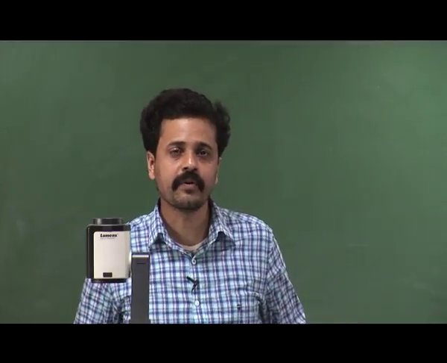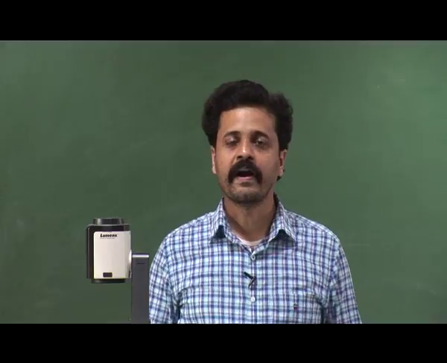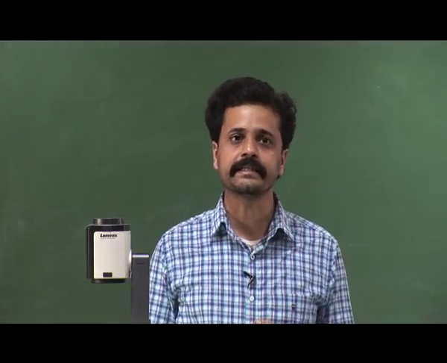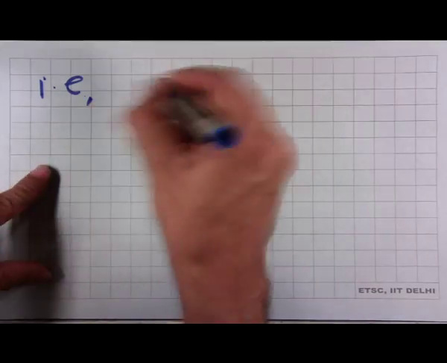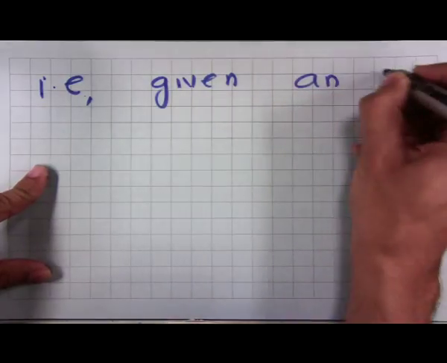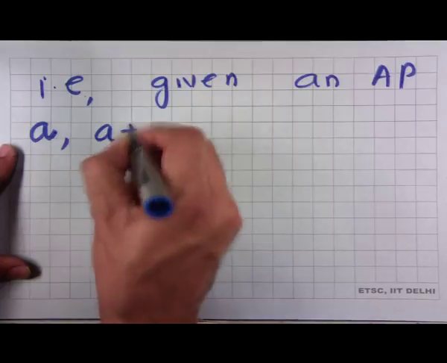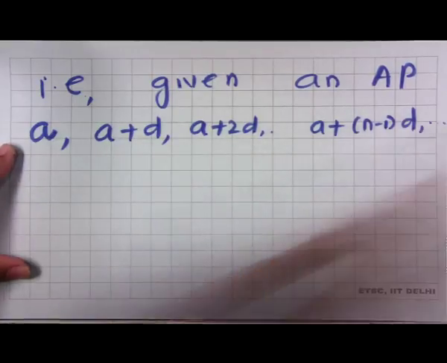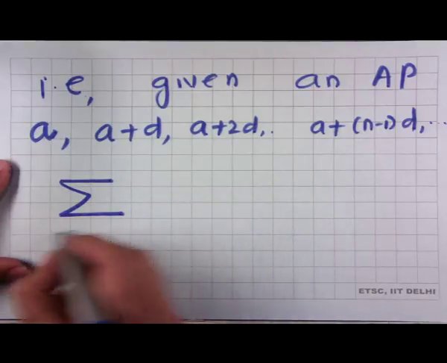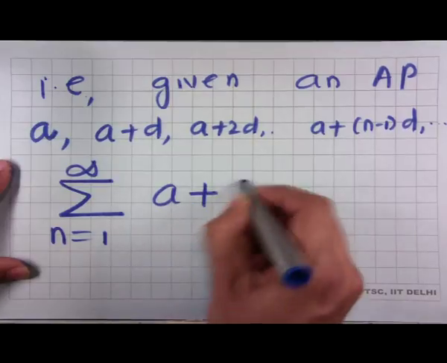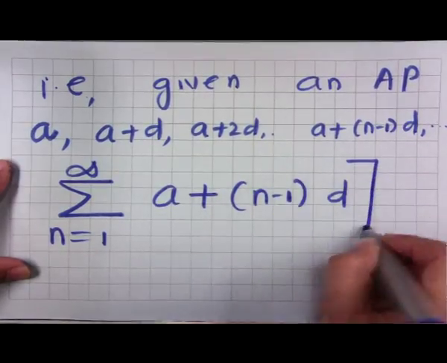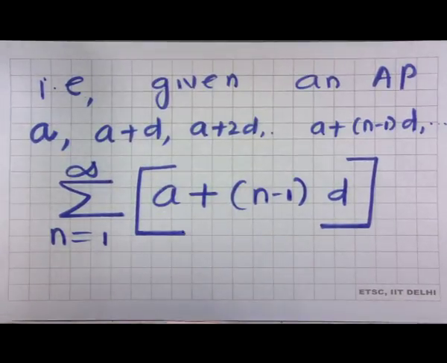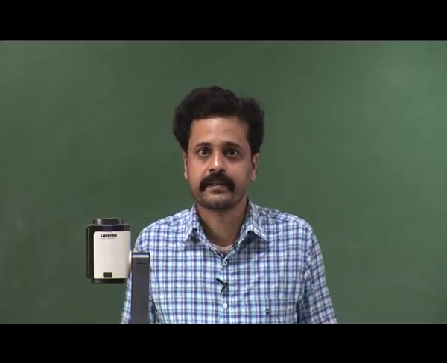One may ask, similar to an infinite geometric series, why don't we consider an infinite arithmetic series? That is, given an arithmetic progression a plus d, a plus 2d, so on, a plus (n minus 1)d, so on, can we talk about the sum, n equal to 1 to infinity, of a plus (n minus 1)d? Can we talk about the sum of all terms of an arithmetic progression? Whether this series is summable?